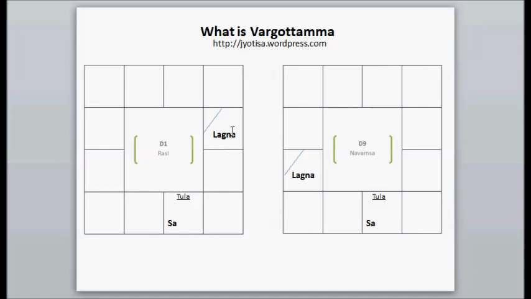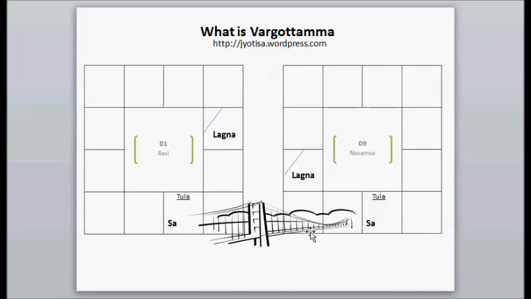Vargottamma means you have the same graha on both the D1 and the D9 in the same Rasi. As you can see here, Saturn on the D1 is in the Tula Rasi or Libra, and on the D9 Saturn is also in the Tula Rasi, and thus it creates a bridge. Not only is D9 influencing D1, but D9 has also created a bridge to D1. So not only is it influential, but now there's a physical connection. That makes Saturn highly auspicious, highly benefic, and super strong.